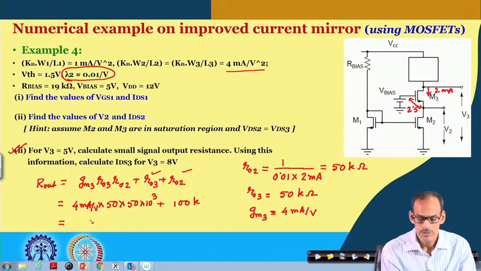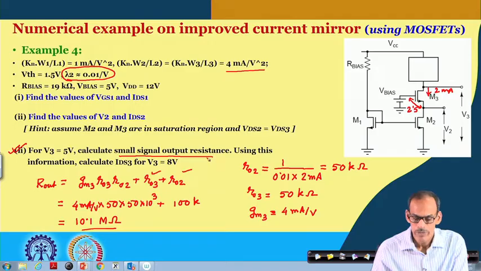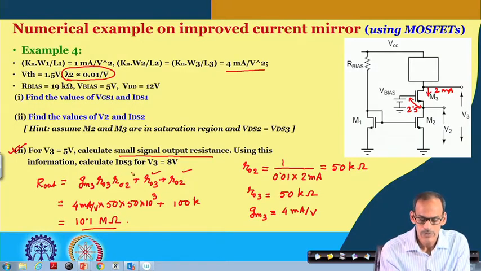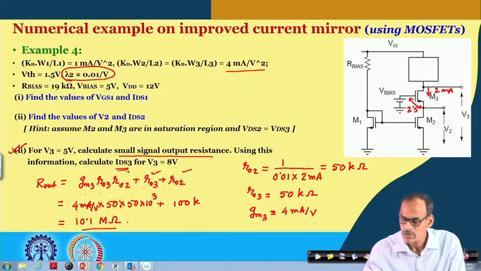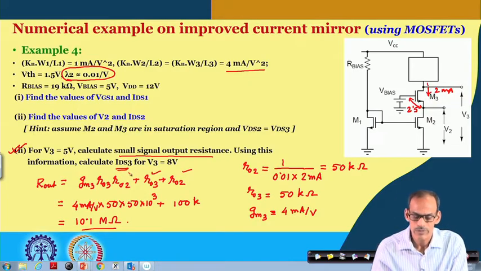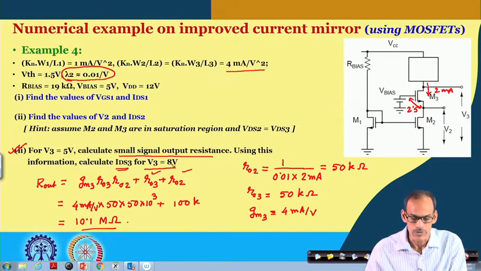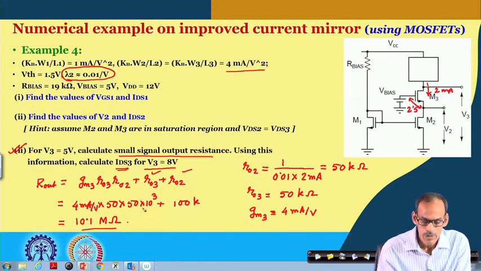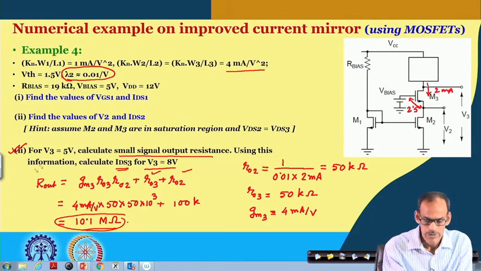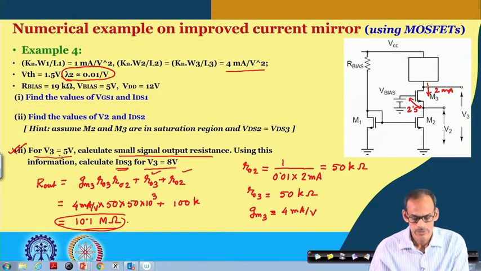In fact, this is becoming 10.1 mega ohm resistance. So, that is the small signal output resistance. Now, utilizing this information, can we calculate what will be the current flow in this branch IDS 3, or you may call IDS 2 also, for V 3 equal to 8 volt. So, how do you calculate? We can use the information of the current at 5 volt.